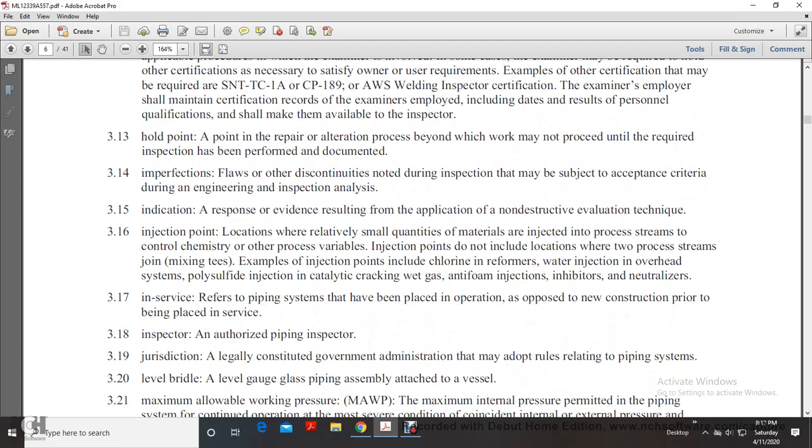A hold point is a point in the repair or alteration process beyond which work may not proceed until the required inspection has been performed.